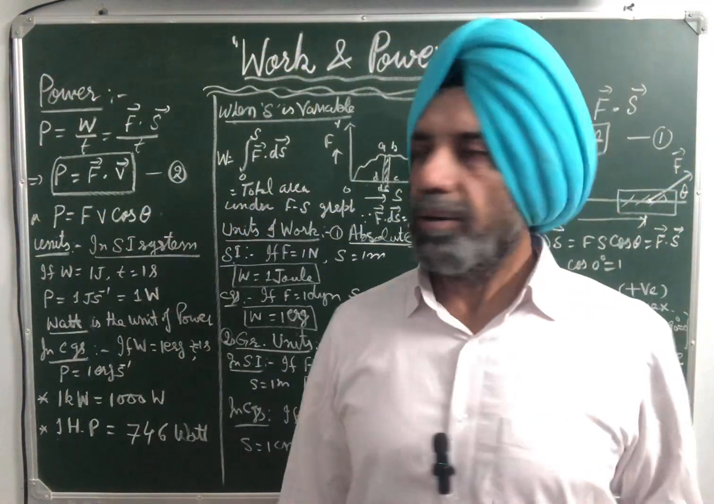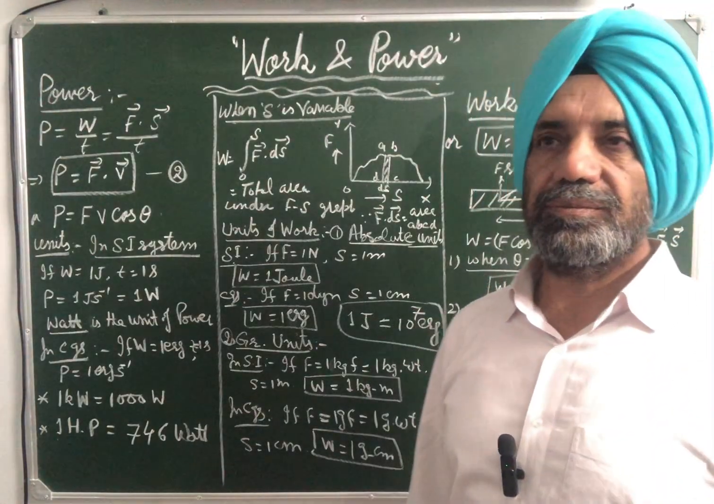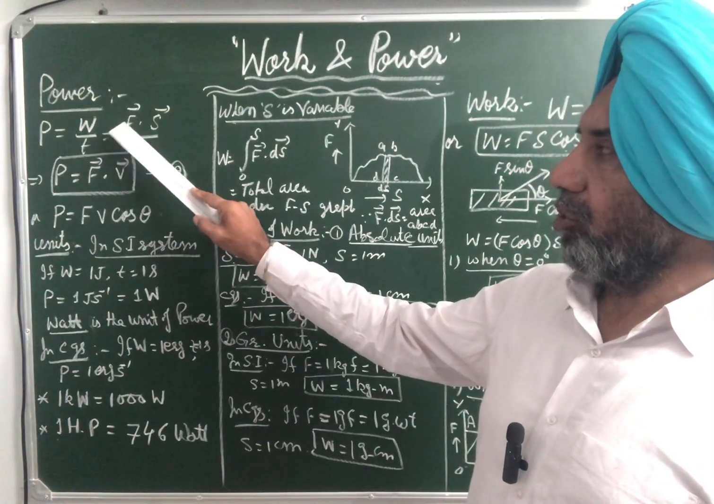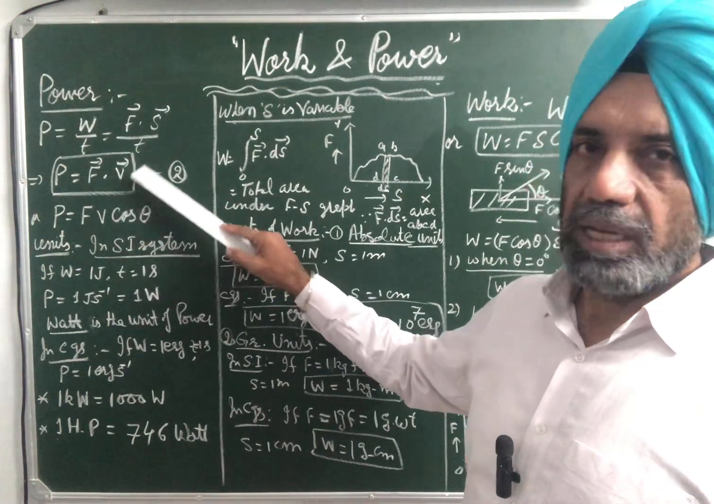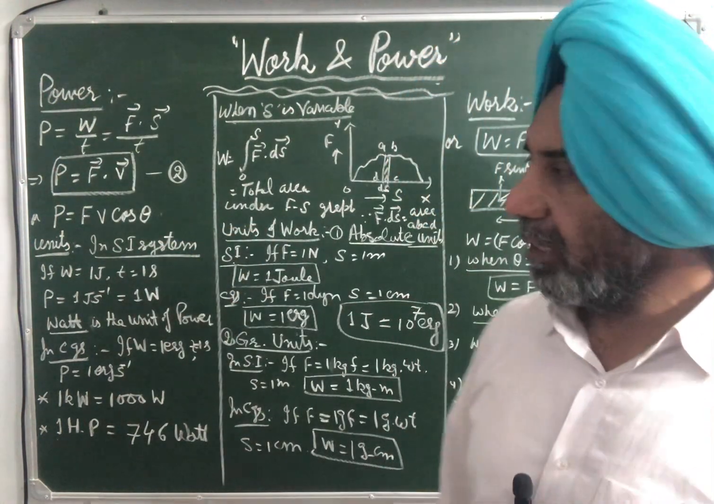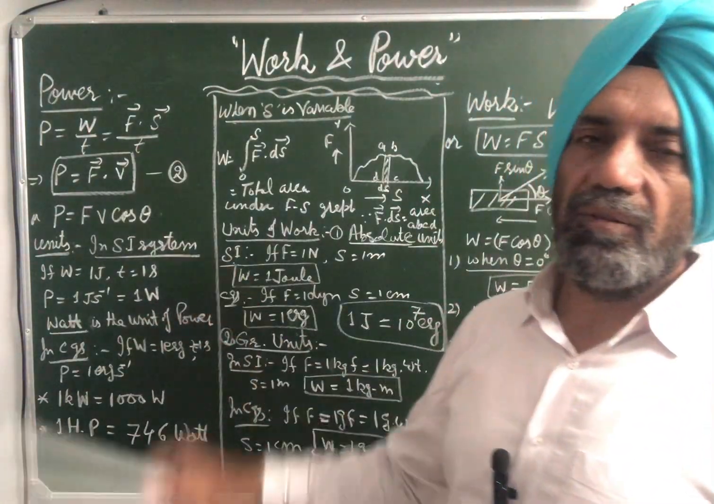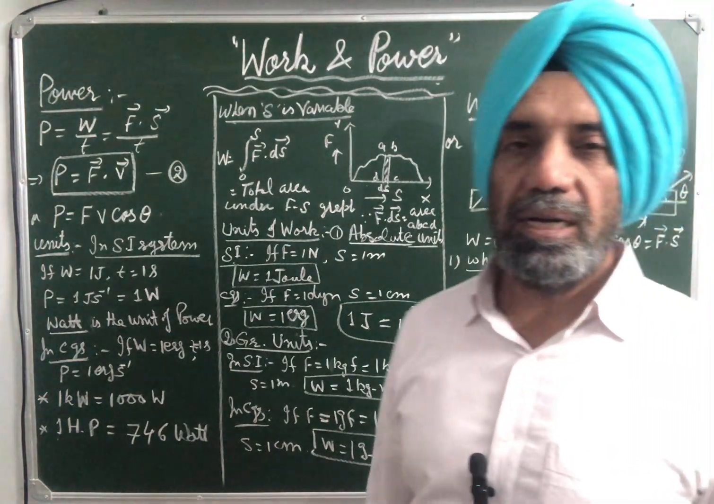Then we define power. Power is defined as the rate of doing work, or P is equal to W upon t. W is equal to F dot s upon t. So s upon t is nothing but v. So it means power is defined as the rate of doing work, and it is equal to the dot product of force and velocity, as work done is the dot product of force and displacement.